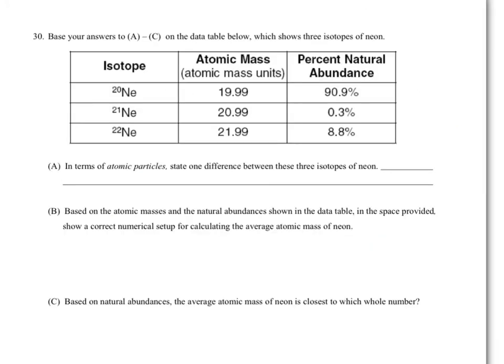In the next question, they ask us in terms of atomic particles. So you could use the term atomic particles or define an atomic particle. We know that atomic particles include protons, neutrons, and electrons. So a difference between isotopes in terms of protons and neutrons and electrons would be that they have a different number of neutrons.